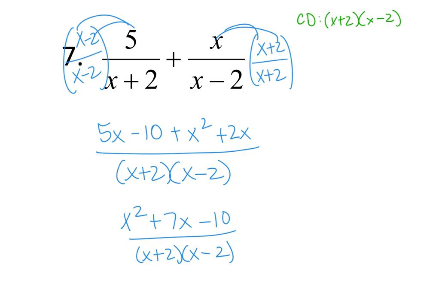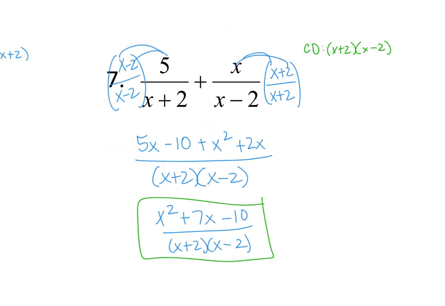and factor. Factors of negative 10 that add to positive 7. 5 and 2, but I don't think they add to 7 because we need it to multiply to a negative. Nope, this is also not factorable, so this is my answer. Okay, there we go.